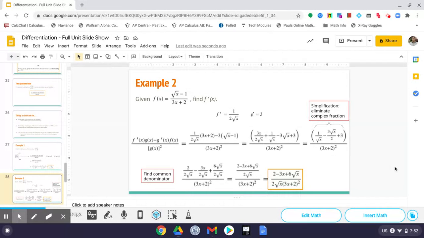So a lot of simplification there. I think this is one of the more difficult problems, not necessarily because of the calculus that you're using, but for some of the algebraic simplification. So take a moment if you need to, pause the video, jot down some questions if you have them, or just try and work through this one a little bit more.